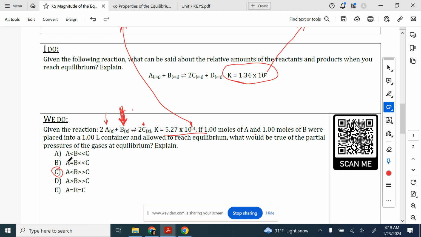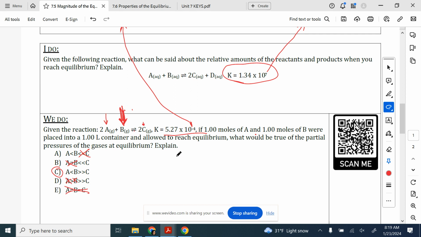A is not going to be equal to B. It can't be equal to B because A is going to get used up faster than B. A is less than B, but C would be less than B, so it can't be this one. This one, that first part, is the right answer. And then here you would have less A than B, and here they're not equal, so it has to be C.